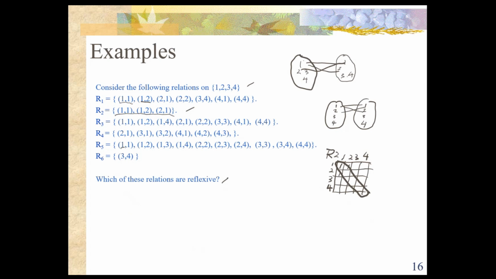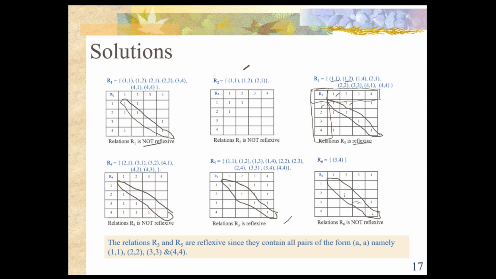You see, we have 1,1, we have 2,2, we have 3,3, we have 4,4. Any other numbers? No more, because it's only 1, 2, 3, 4. So we have 1,1, 2,2, 3,3, 4,4, which clearly indicates that these reflexive cells are populated. Therefore, it's reflexive.